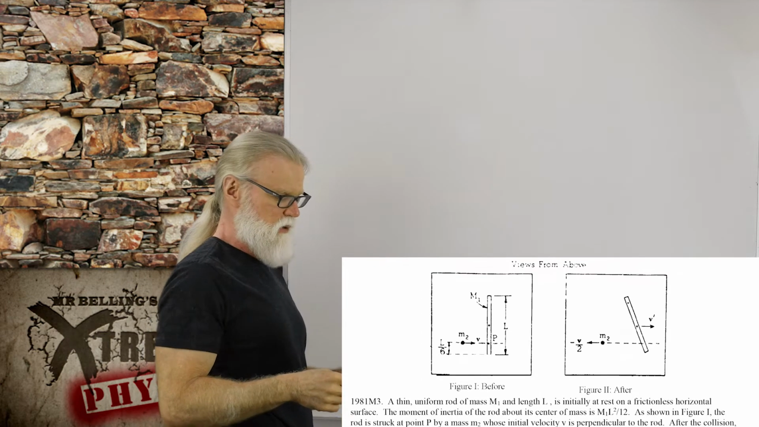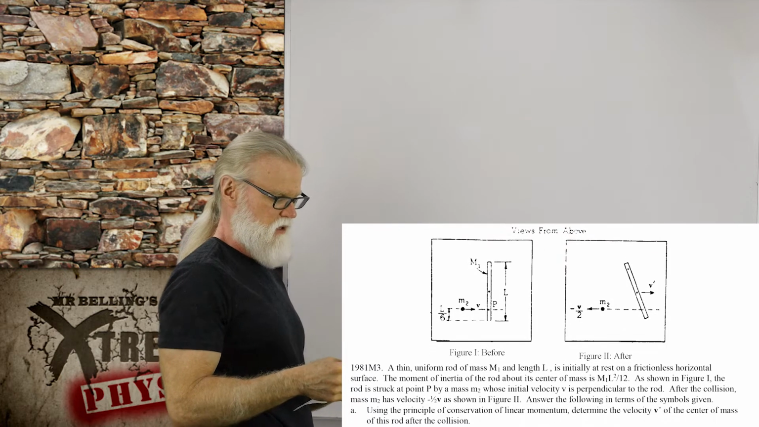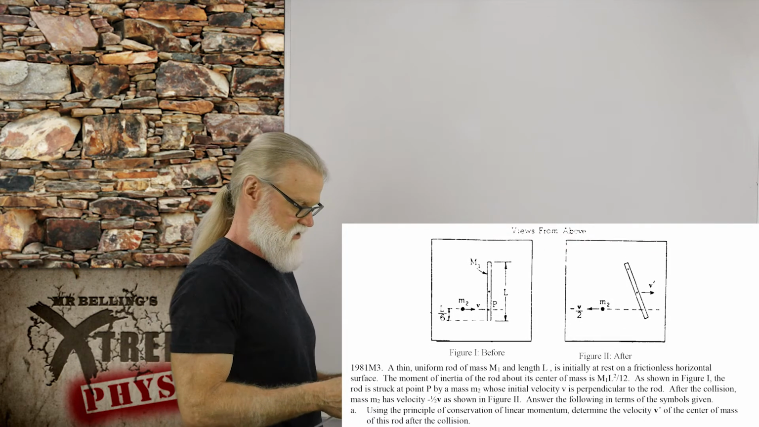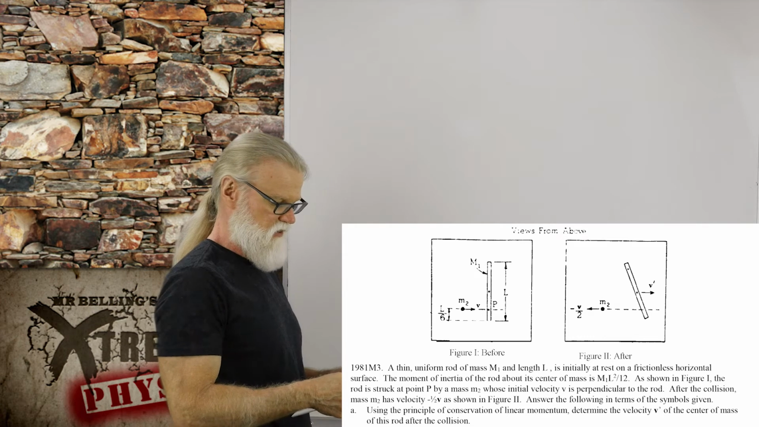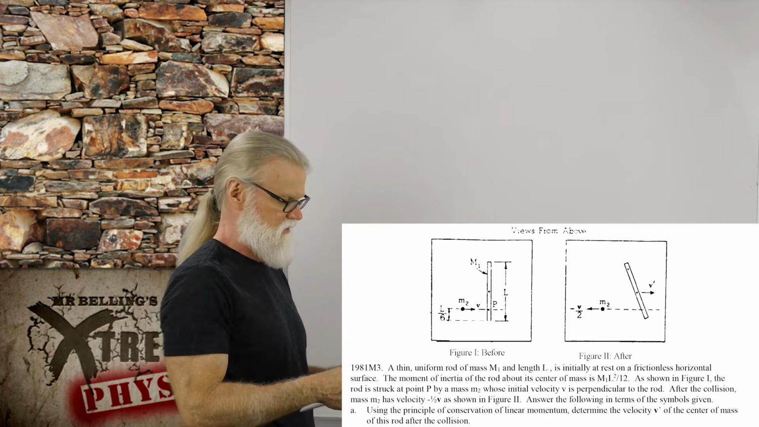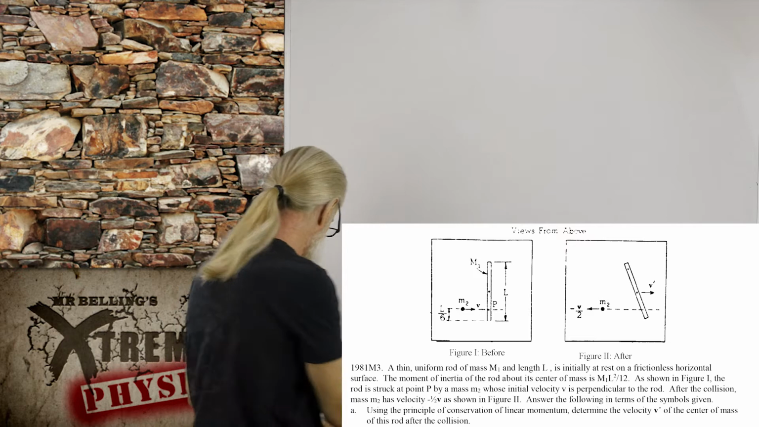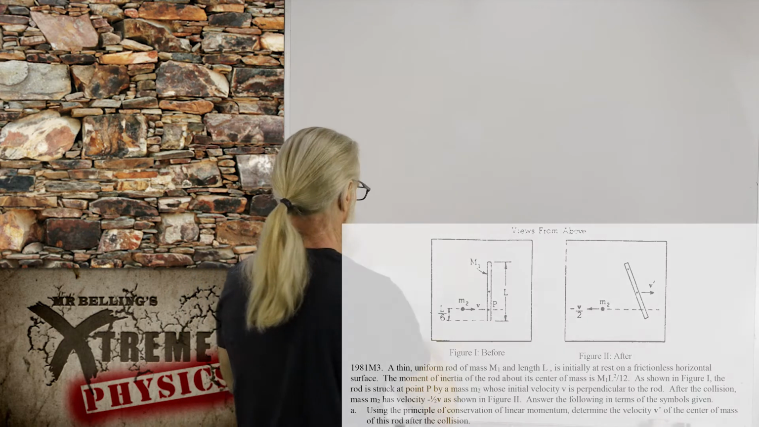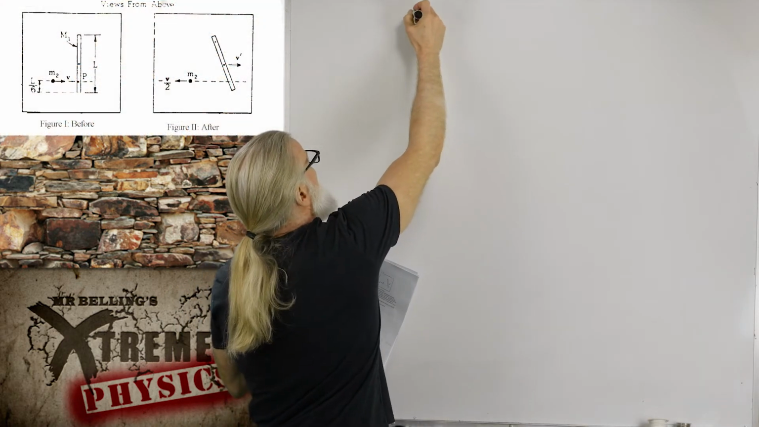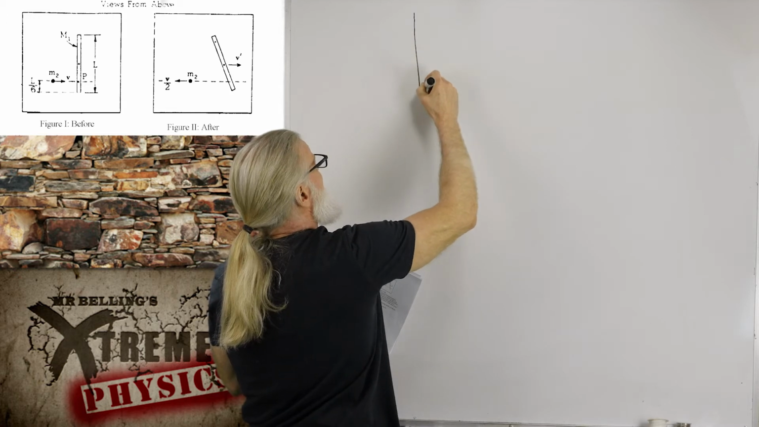Part A: using the principle of conservation of linear momentum. Oh, okay, well, it's conserved, so that's good. Determine the velocity v prime of the center of mass of this rod after the collision. All right, let's see what we got here. So we got a rod like this.